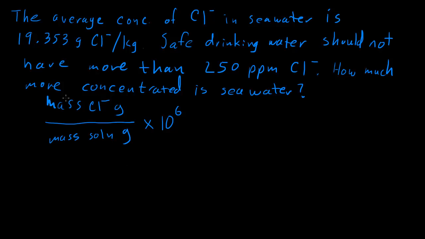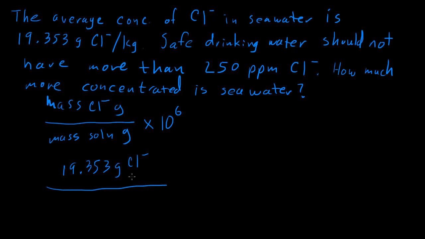Okay, so do I know the mass of chloride? What I know up here is 19.353 grams of chloride per, or out of, every 1 kilogram of solution. So I can use those two numbers here in this equation. So the mass of chloride is going to be 19.353 grams chloride. Just go ahead and keep the labels in there.